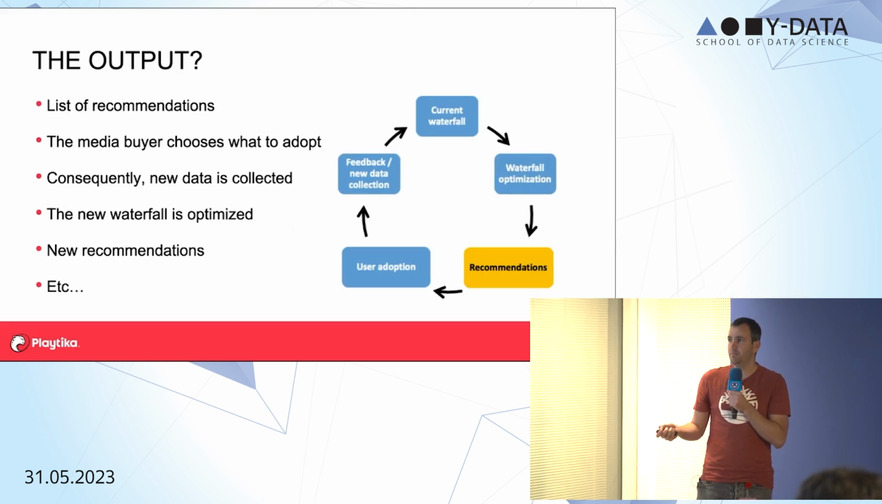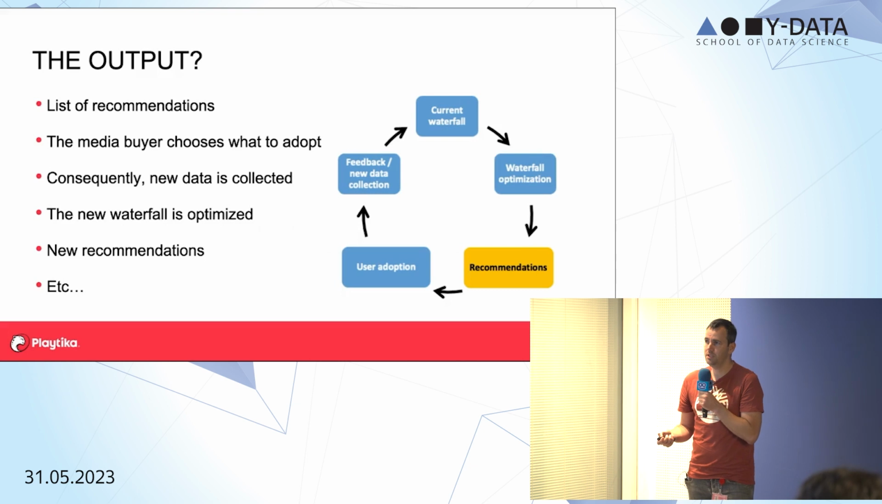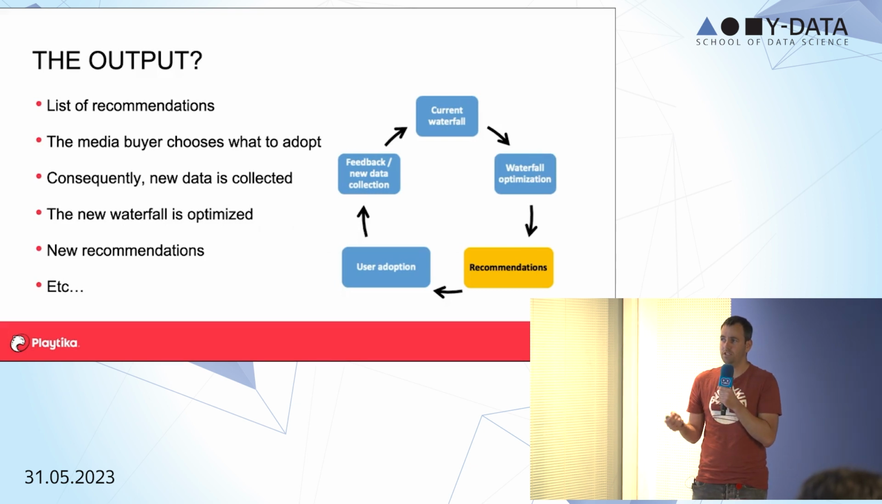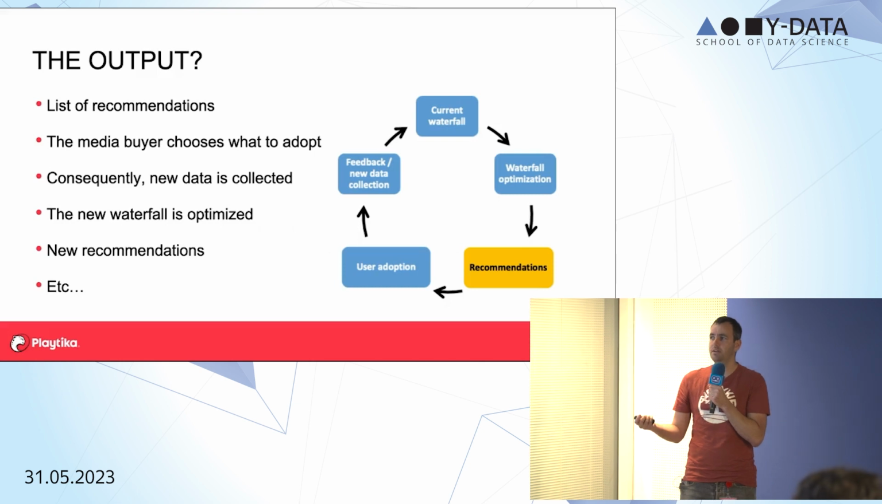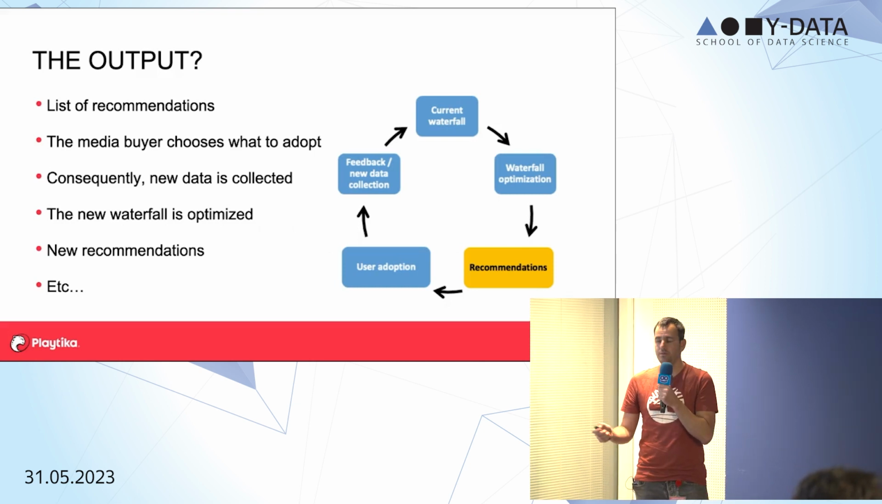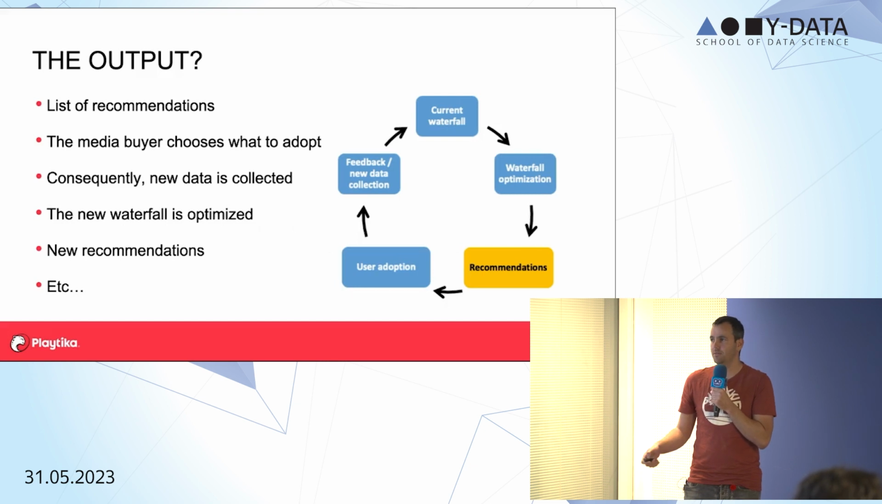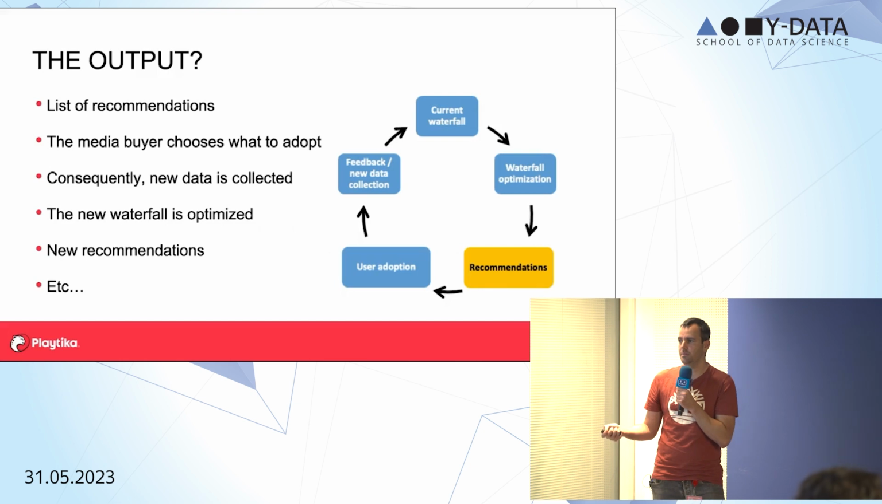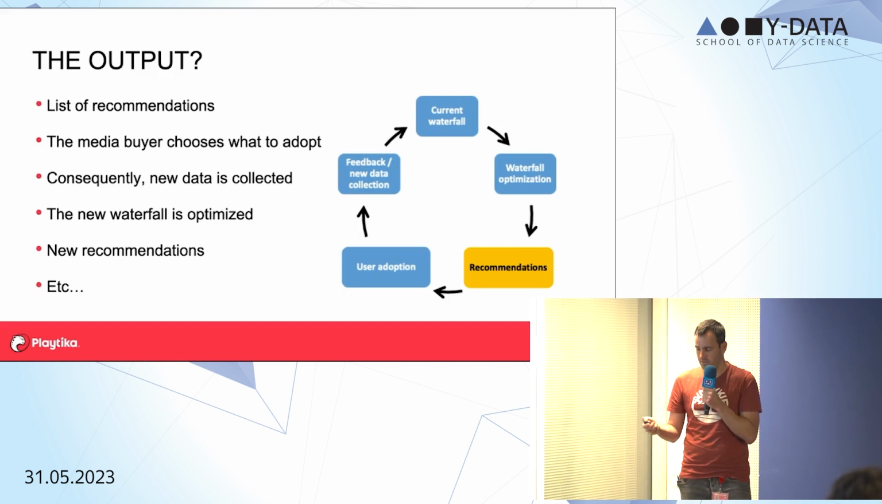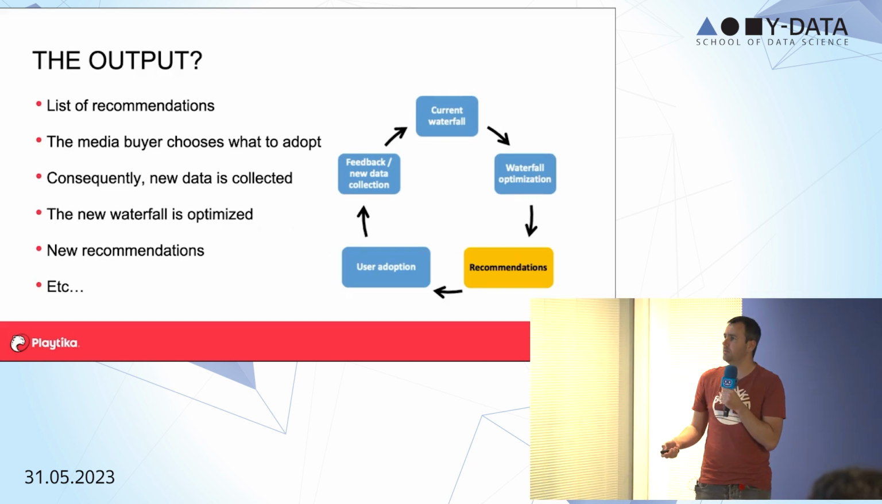So what is the output of the recommendation? As I said, it's a list of recommendations of local changes within the waterfall. The media buyer chooses what to adopt and what not. Consequently, new data or feedback is collected. We have a new waterfall, we optimize it, generate new recommendations, and the cycle repeats itself.